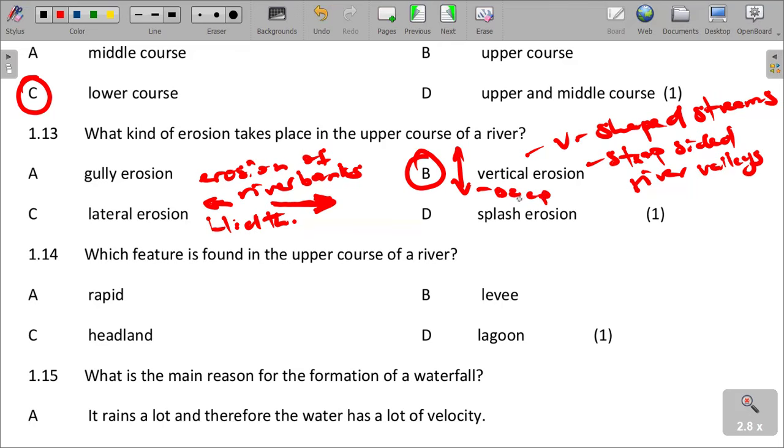Splash erosion is also called raindrop erosion, which is caused by the impact of raindrops on the land surface. If the land surface is not covered by any vegetation, we tend to have a domination of splash erosion.